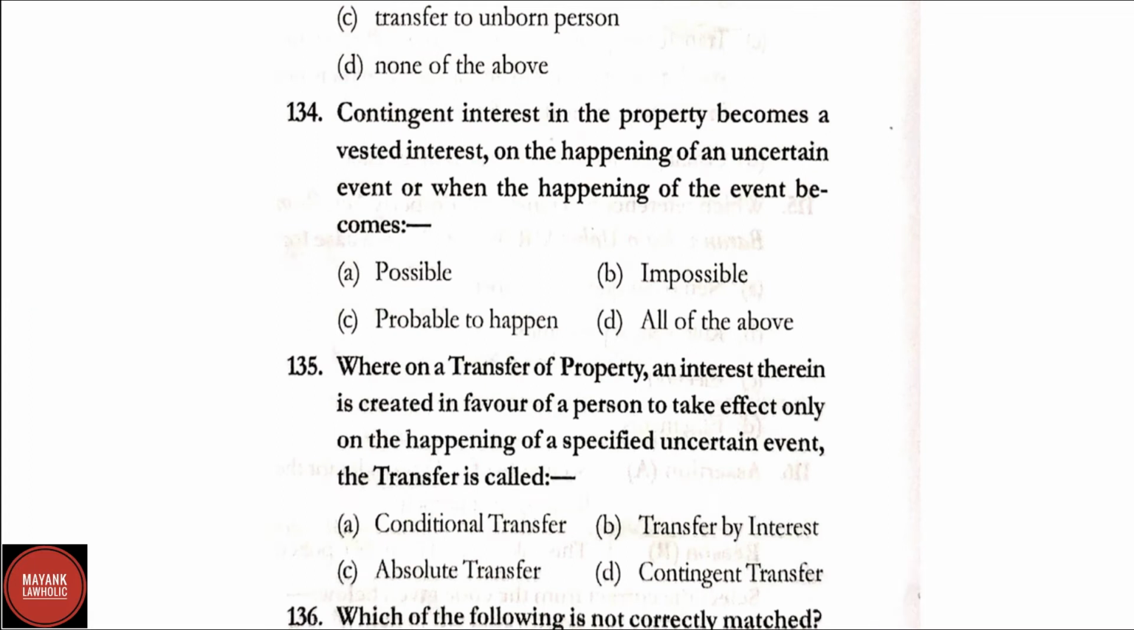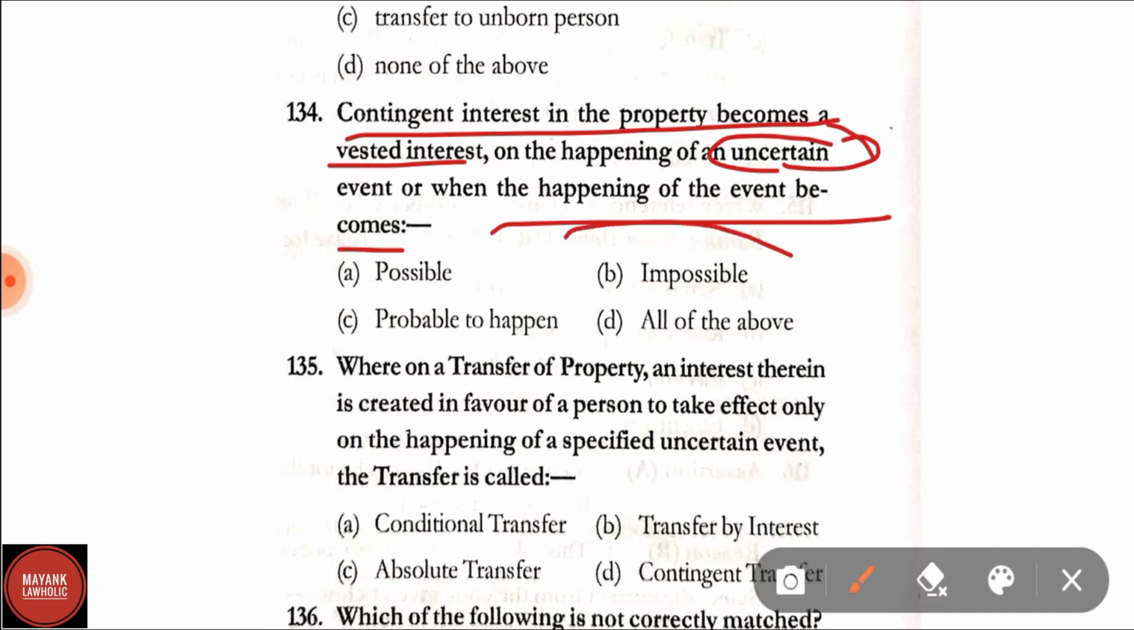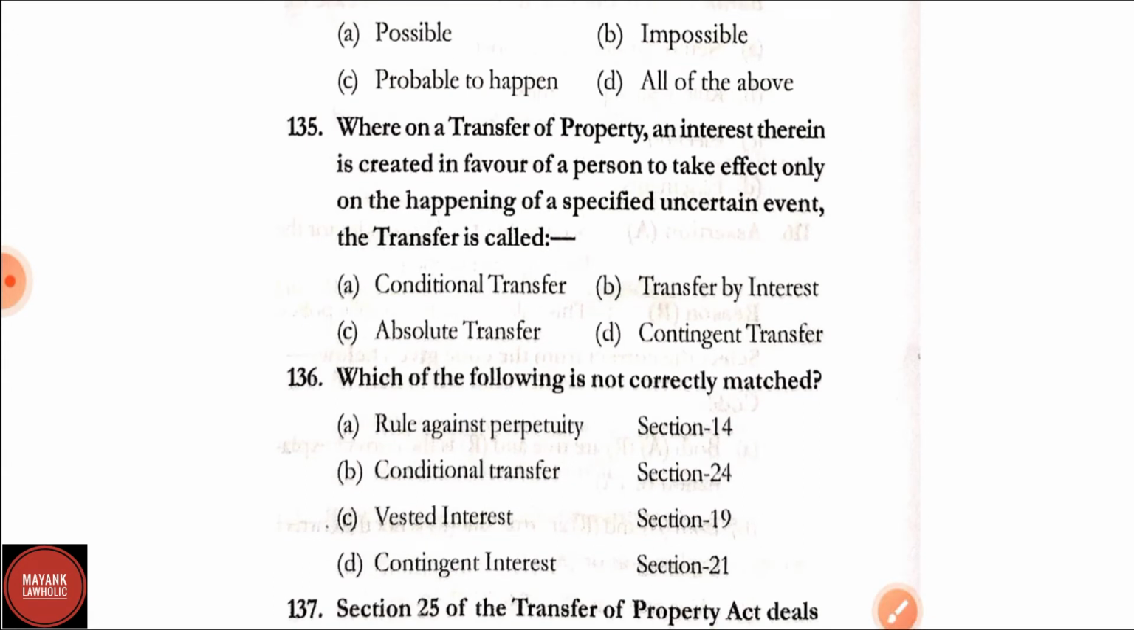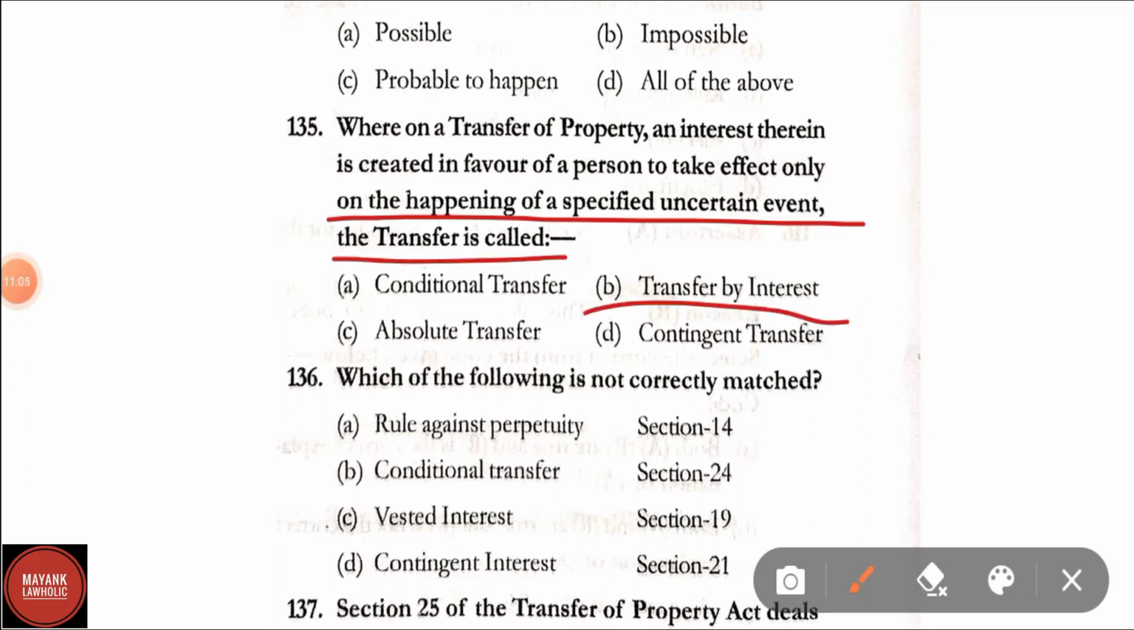Question number 134. Contingent interest in the property becomes a vested interest on the happening of an uncertain event, when the happening of event becomes possible, impossible, probable to happen, all of the above. Here correct answer is option B, that is impossible. Question number 135. Where on a transfer of property an interest therein is created in favor of a person to take effect only on the happening of a specified uncertain event, the transfer is called as contingent transfer.